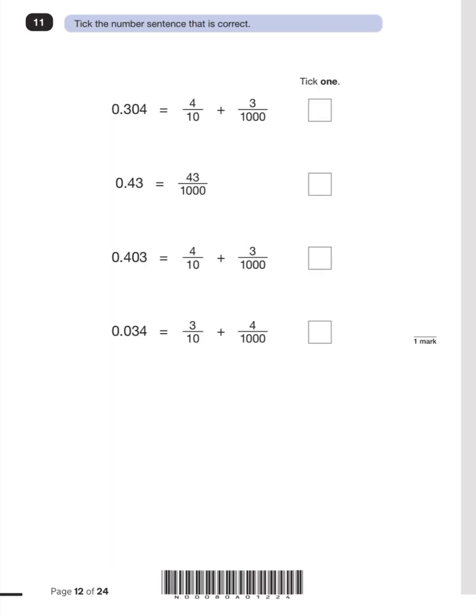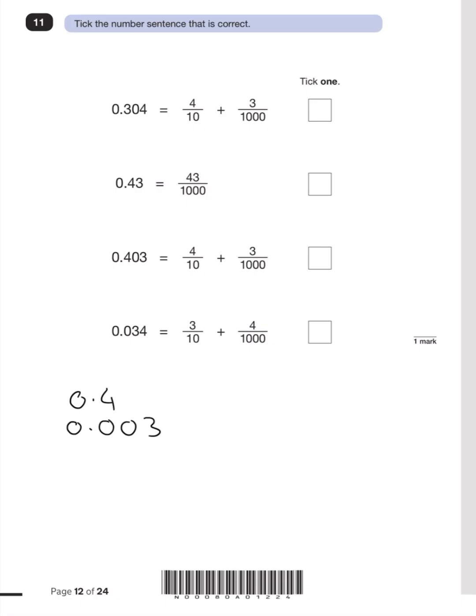Number 11. Tick the number sentence that is correct. 0.304 equals 4 tenths plus 3 over 1,000. 4 tenths is 0.4. 3 thousandths is not 0.3, that would be 3 over 10. It is, therefore, going to add the 0. It's not 3 over 100. 3 over 100 would be 0.03. So we're going to add another 0. 3 over 1,000. So there we go.